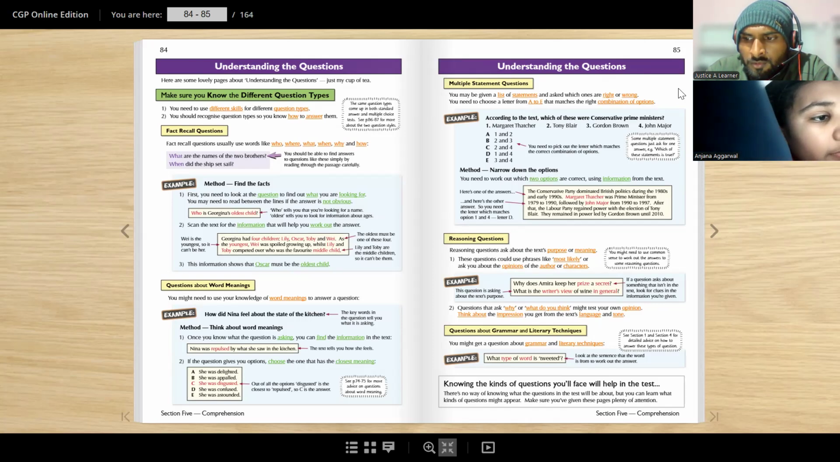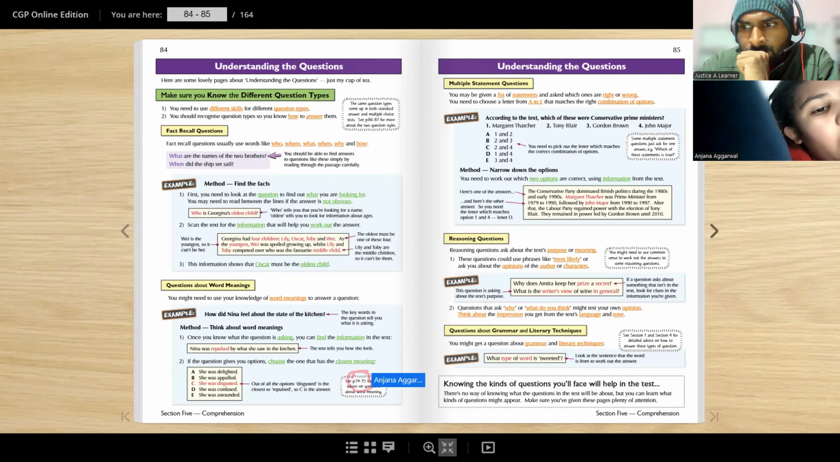If the question gives you options, choose the one that has the closest meaning. One out of all the options discussed is the closest to repulsed. So C must be the answer. See page 74 to 75 for more advice on questions about word meanings.